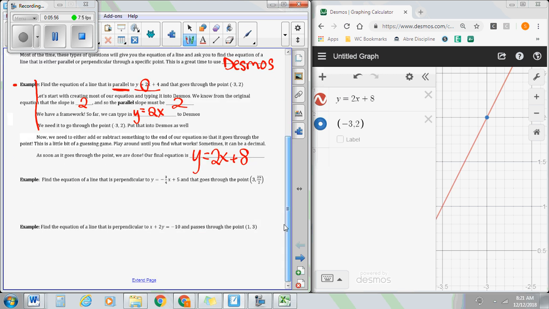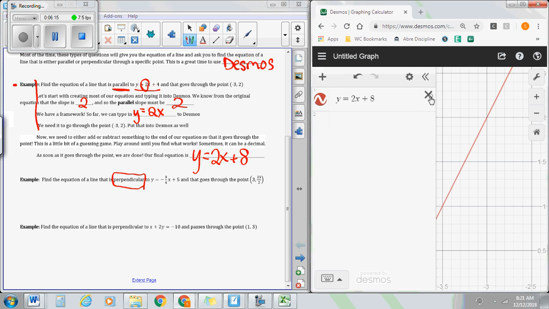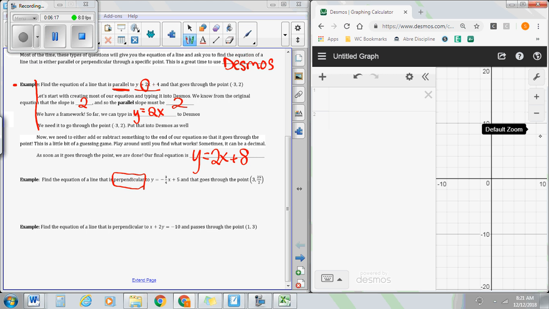So let's try this next one. It says find the equation of a line that is perpendicular. So let's underline that word. Perpendicular is a very important word. Y equals negative 3/4 x plus 5, and that goes through the point 3, 25 over 2. Don't let those fractions scare you. They throw that in, but as long as Desmos is doing most of the work, you're really fine. The fractions shouldn't be terrifying.